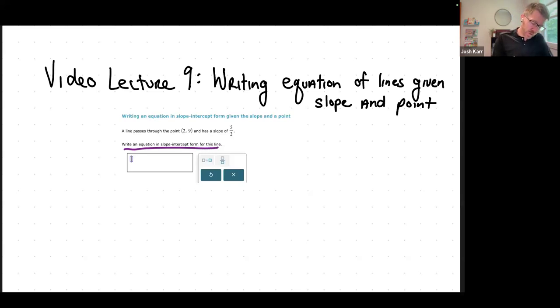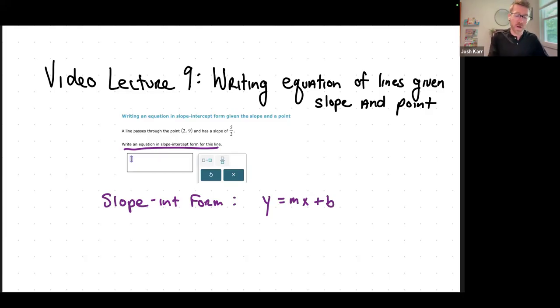Okay, so slope-intercept form. I don't know that you'll never be asked to write something that's not in slope-intercept form, but in general, we want to write equations in slope-intercept form. That's what we're going to use in this class. Okay, so we are going to work to write our equations in the form of y equals mx plus b, where m is that slope and b is that y-intercept.